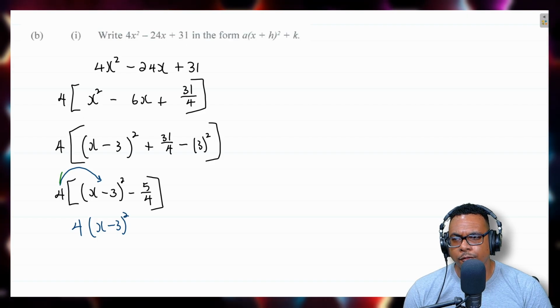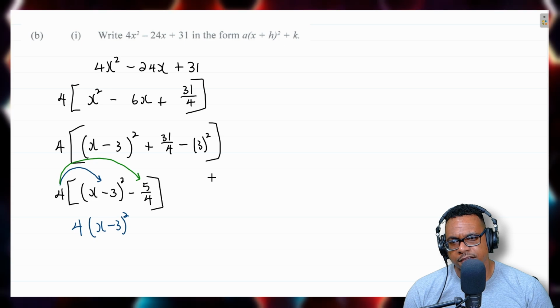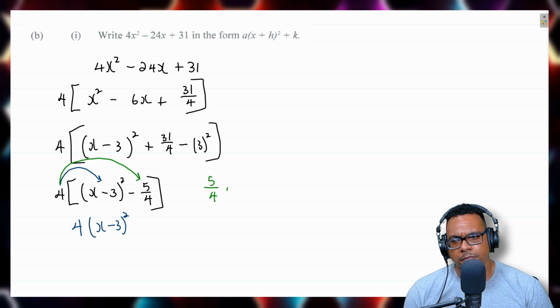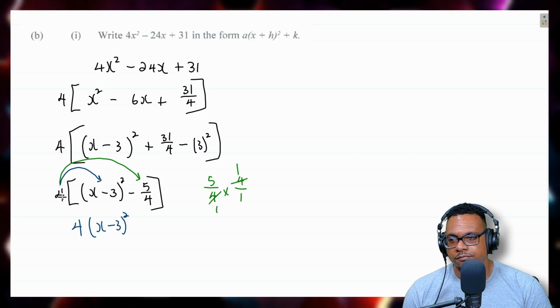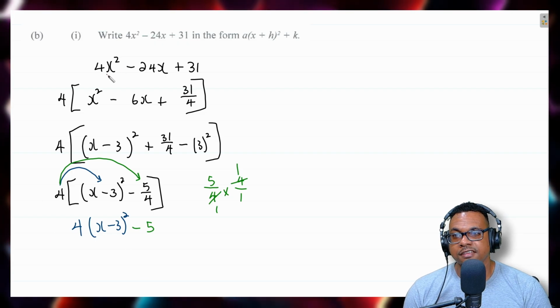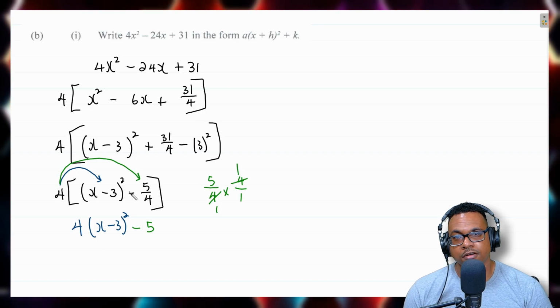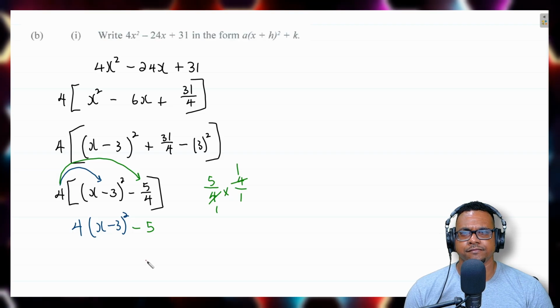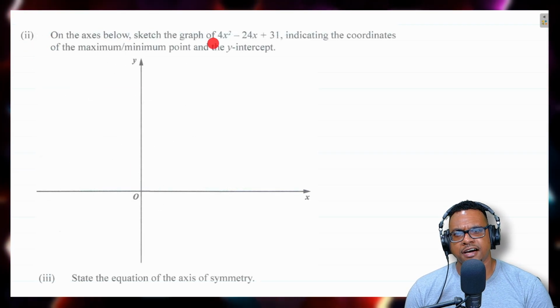And then we'll multiply the 4 by the negative 5 over 4. And if you look at what's going to happen here, 5 over 4 multiplied by 4, which is 4 over 1, the 4s will cancel out each other and you remain with 5. So, of course, it's negative, so you're going to get negative 5. And now I've written this quadratic in this form where a is 4, h is negative 3, and k is negative 5.